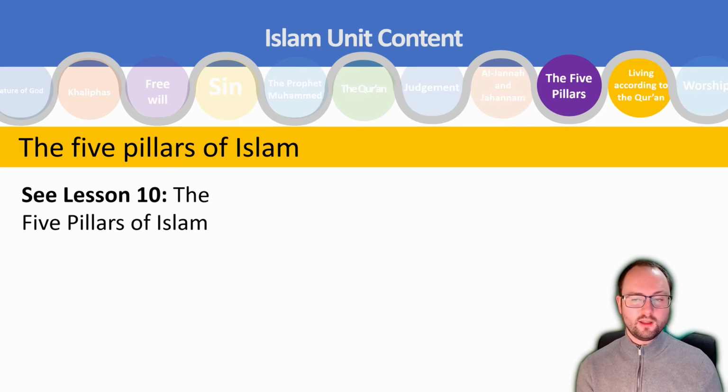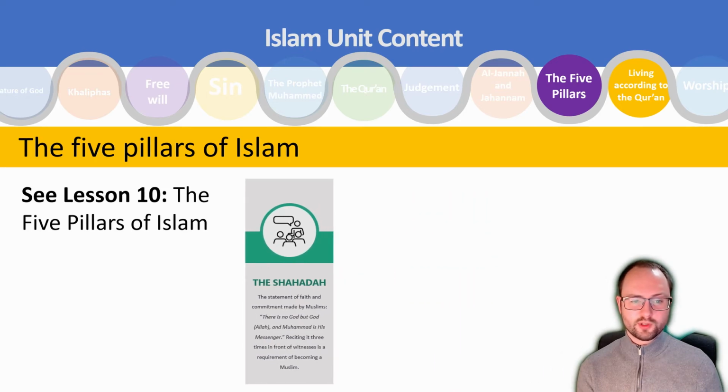We'll move on finally to our last couple of topics, the 5 pillars of Islam and living according to the Quran, which are tied together because the 5 pillars, of course, are the 5 rules that all Muslims try to obey today, living in faithfulness to Allah's words in the Quran. So you want to have a look back at lesson number 10. You can have a little look at the 5 pillars of Islam. But we'll go through some of them just here.